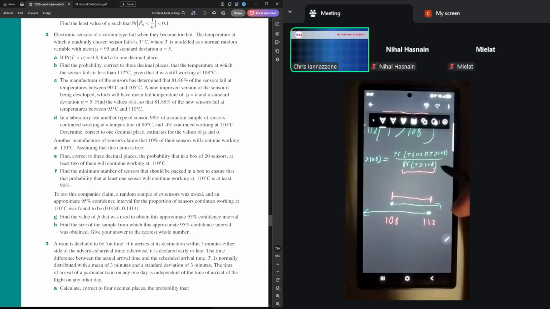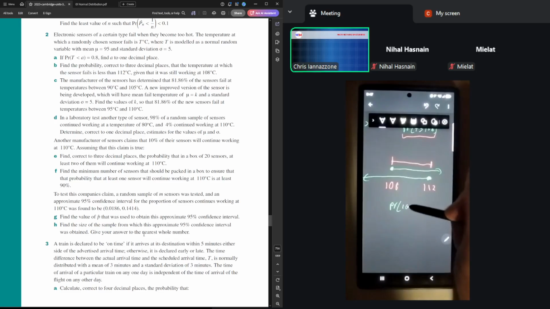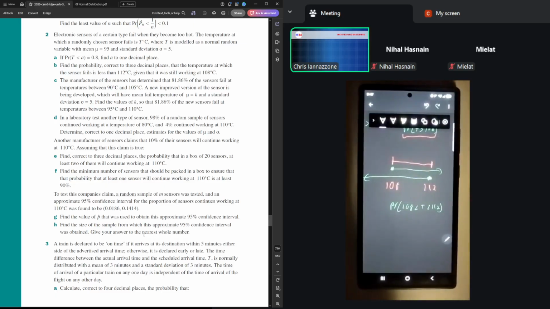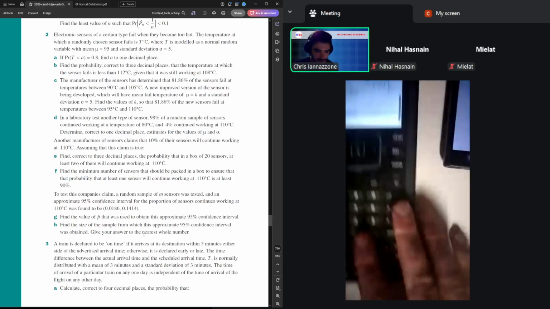So this numerator now is actually the probability 108 less than or equal to t less than 112. Again, you can chuck the equal signs on there if you really want, but it doesn't make a difference. Again, this is a probability over a range of outcomes, so the exact same CAS function is what we'll be using.